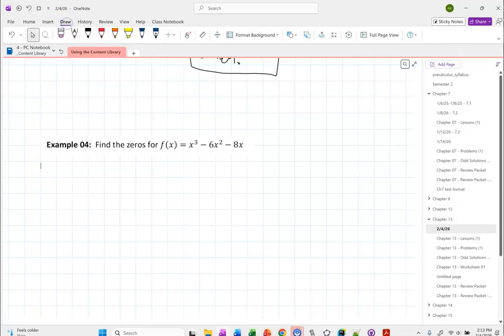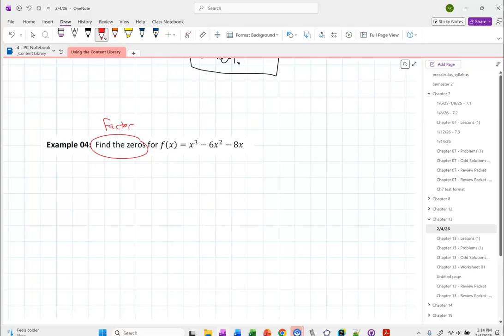Let's run through some examples, now using this factoring tree. It says find the zeros for this polynomial. The first step in finding zeros is going to be to factor. So if I look at my factoring tree, what's the very first step I do?